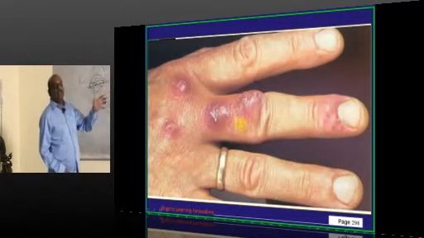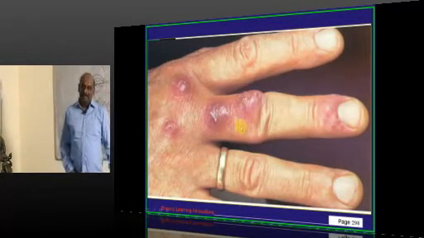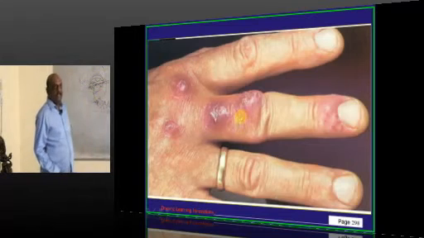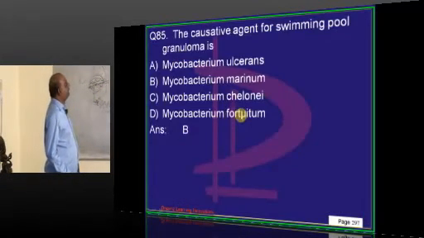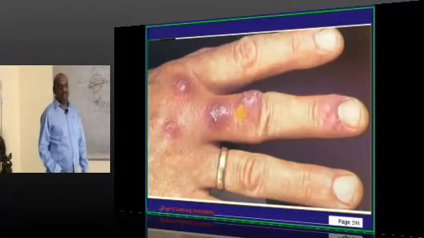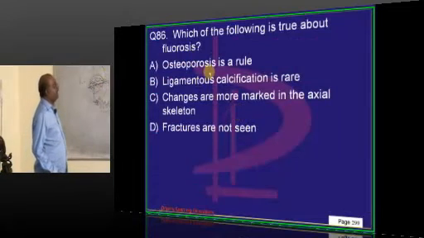So this is the classical example of a swimming pool granuloma. Mycobacterium ulcerans is Buruli ulcer, marinum is what you need to remember.